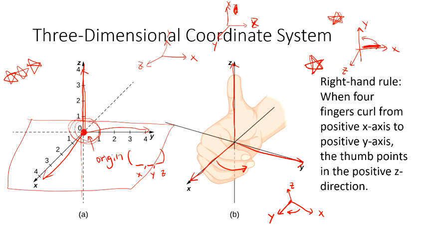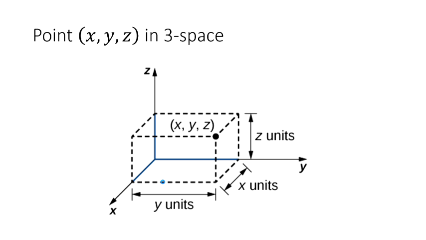And my origin here, that's where x is 0, y is 0, z is 0. That's where they all intersect with each other. So a point in three-dimensional space would actually have 3 coordinates now. In general, if we're looking at a point x, y, z, this point means in the x direction we moved x units, and in the y direction we moved y units, and in the z direction we moved z units.